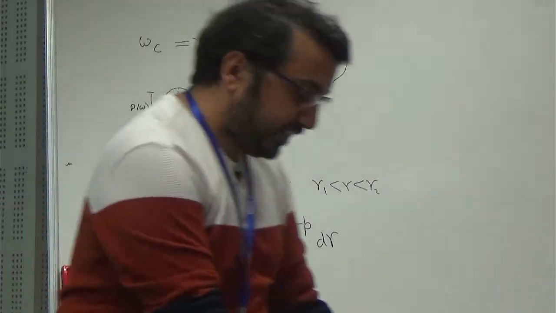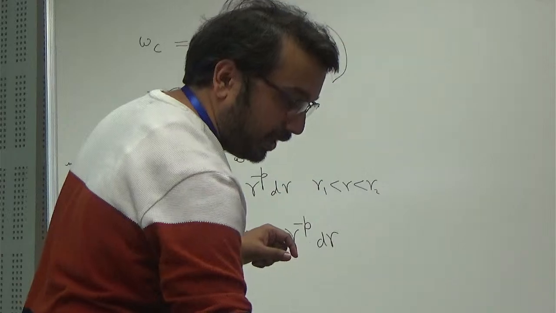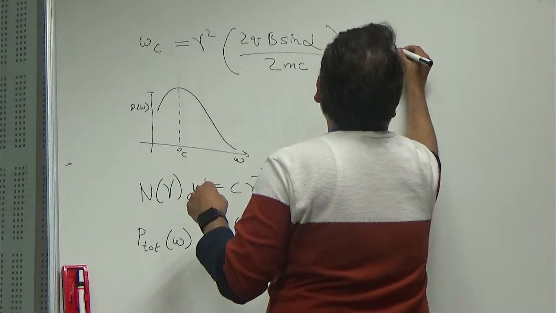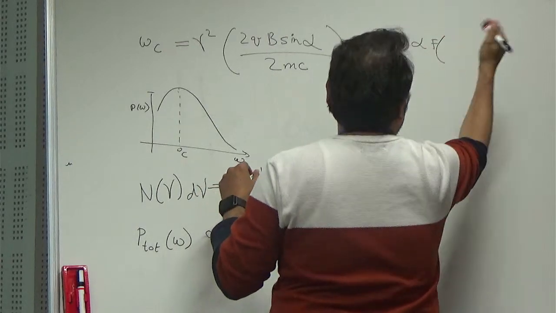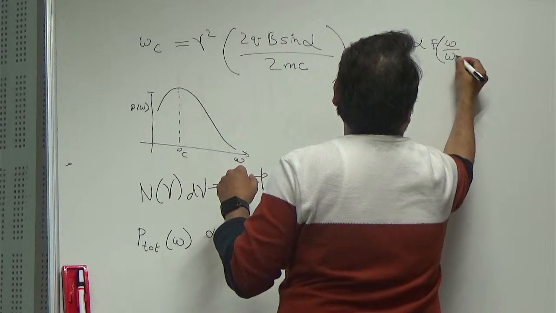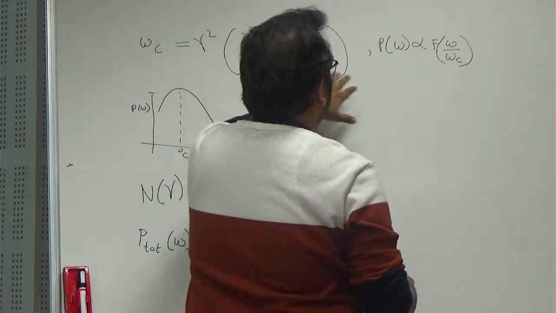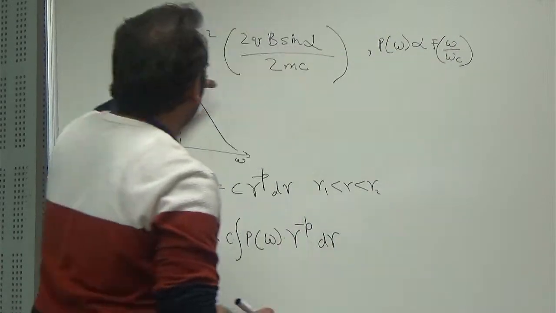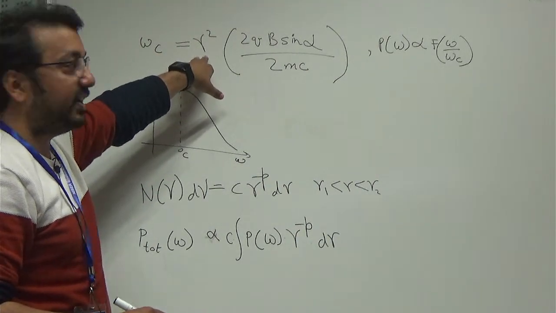And you have to make... power from a single electron is a very non-trivial function of omega by omega c. For these two do refer to Rybicki and Lightman, but essentially power from a single electron is a strong function of the critical frequency. The critical frequency itself is a strong function of Lorentz factor.